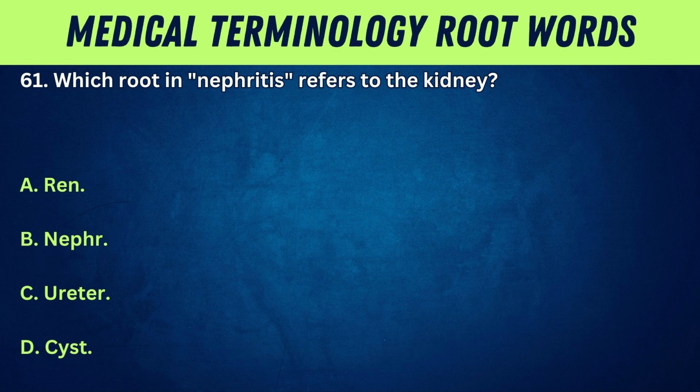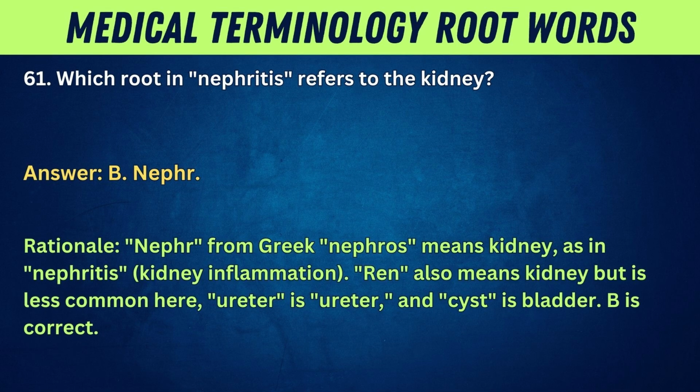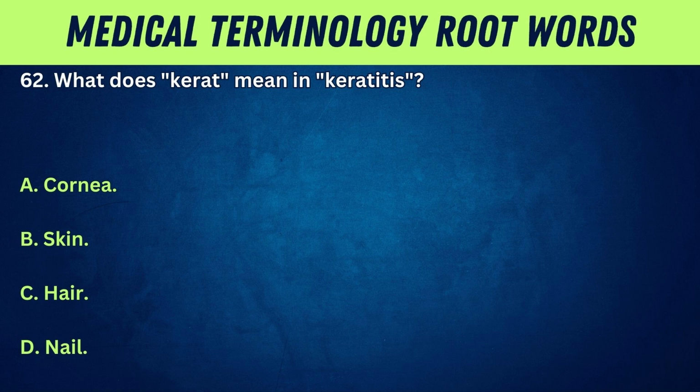Ureter. D. Cyst. Answer. B. Nephr. Rationale. Nephr from Greek nephros means kidney, as in nephritis, kidney inflammation. Ren also means kidney but is less common here. Ureter is ureter, and cyst is bladder. B is correct.